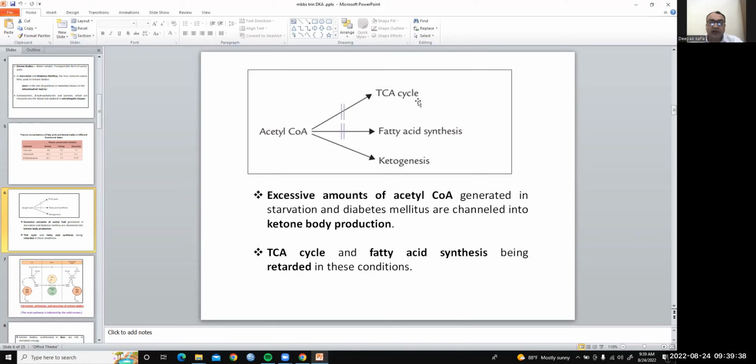So the TCA cycle cannot continue. Furthermore, fatty acid synthesis cannot take place, because fatty acid synthesis takes place only in the high fed state. But here the fatty acids are being mobilized, and the condition is starvation, so the fatty acid biosynthesis system also will be retarded, and that's why the excess acetyl-CoA is channeled towards ketone body synthesis.